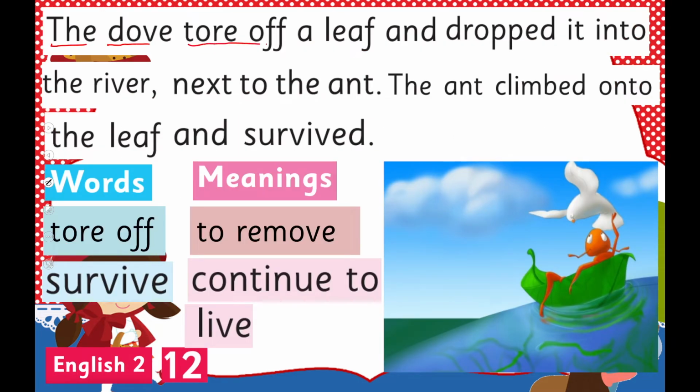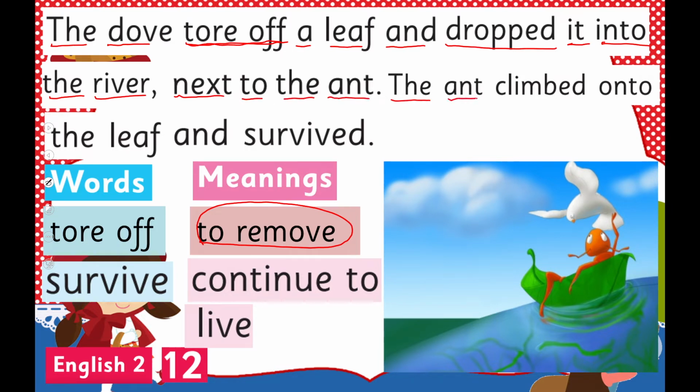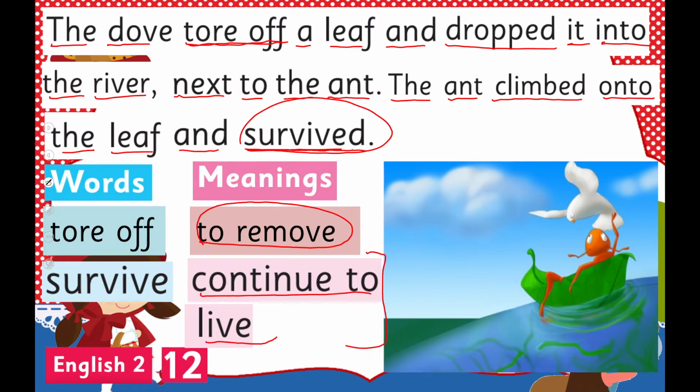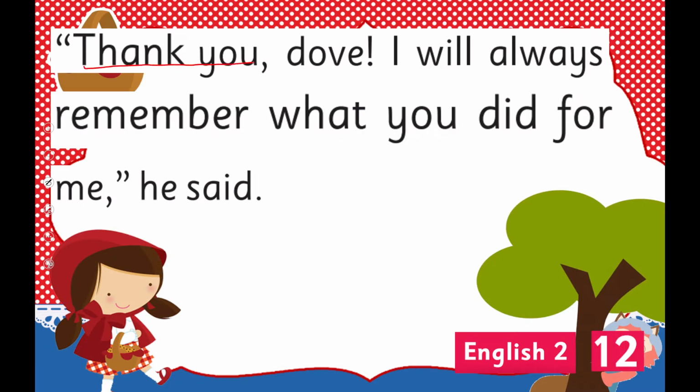The dove tore off. What does tore off mean? To remove, to take, to cut from the tree. The dove tore off a leaf and dropped it into the river next to the ant. The ant climbed onto the leaf and survived. And what does survive mean? Continue to live. She survived. She was not dead. She survived. He survived. Thank you, dove. I will always remember what you did for me, he said.